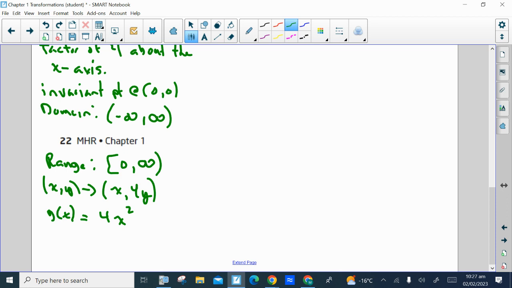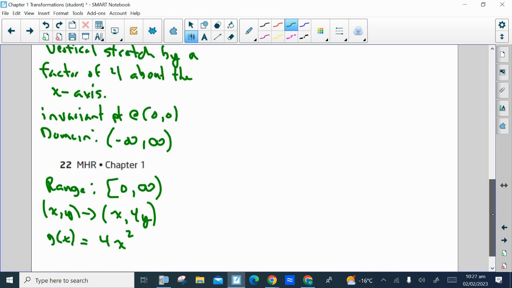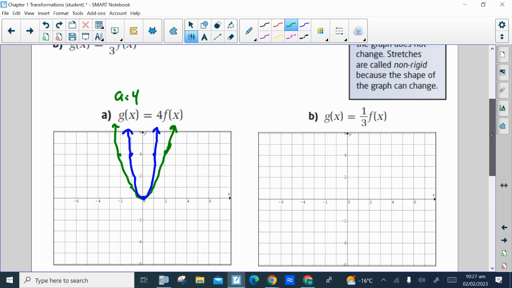And it's different than b, because if it was a b value, then the bx would be in brackets. Whatever happens to the x happens to the bx. The x is squared, so the bx would be all squared. But that's not what we have here. We have an a value, and a is a coefficient of f at x. It's a coefficient of x squared. Okay?